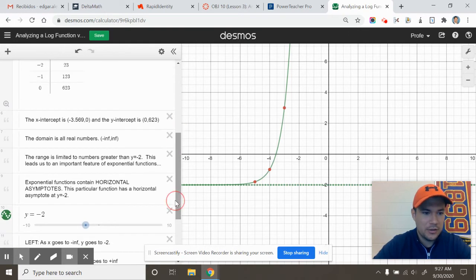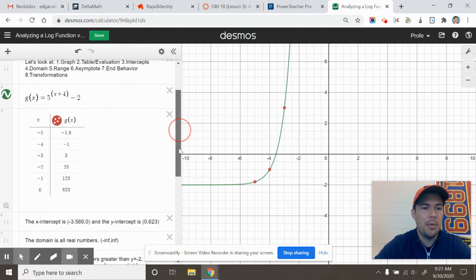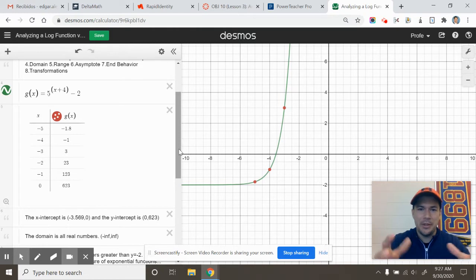All right, and I'll turn off this dotted line. All right, so we've got the exponential function 5 to the x plus 4 power minus 2. So it's been manipulated a little bit. It's a tough looking exponential function, base 5.